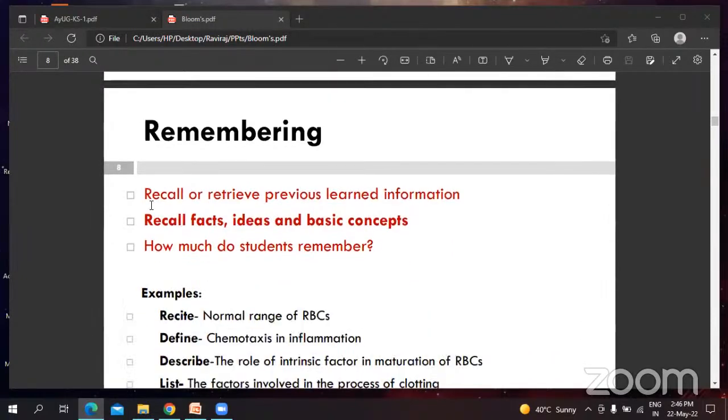First level was remembering. So remembering simply means recalling or retrieving previously learned information. That information can be facts, some ideas, or some very basic concepts. And we will see how much of the information which has been given to you, which is there in the text, is remembered by the student. So I'll give some examples here, right?